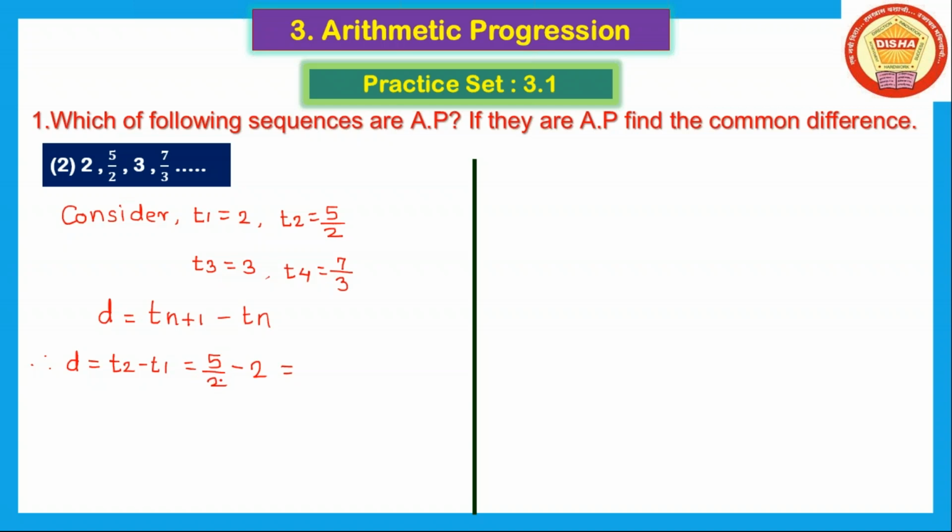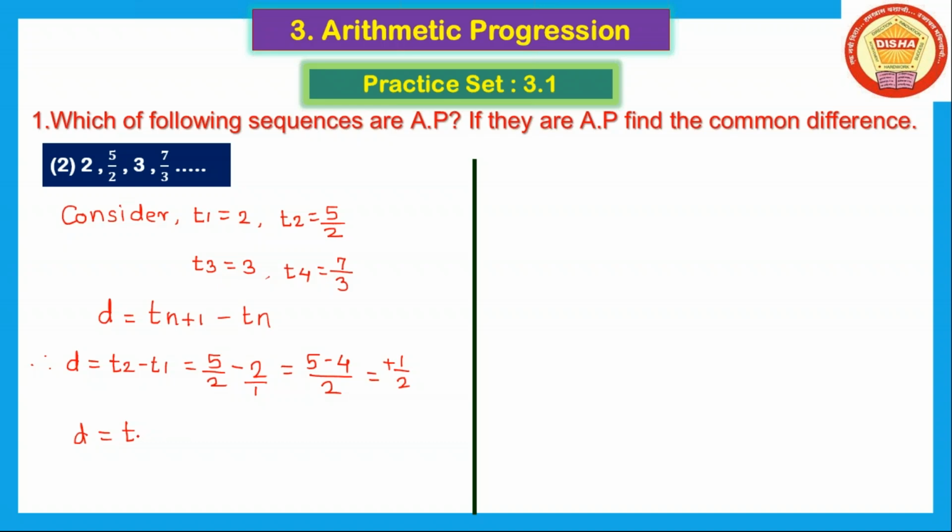See, in this example there is a subtraction of a fraction with 2. In this subtraction we take 1 as the denominator of 2. The denominators are not equal, so we do cross multiplication, means 5 ones are 5 minus 2 twos are 4, upon 2. Means the difference between them is 1 upon 2.